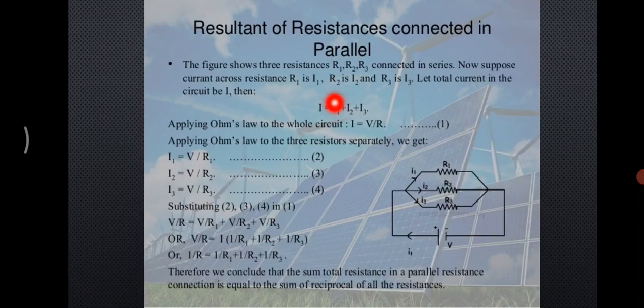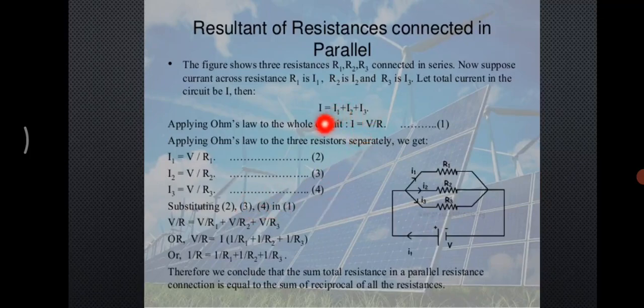So I is given by I1 plus I2 plus I3, and I equals V by R, which we have got by Ohm's law. We are going to substitute these values. I equals I1 plus I2 plus I3, and I equals V by R. So in place of I1, we are going to take V by R1, in place of I2 we are going to take V by R2, and in place of I3 we are going to take V by R3. Why? Because the current in R1 will be V by R1, in R2 it will be V by R2, and in R3 it will be V by R3.